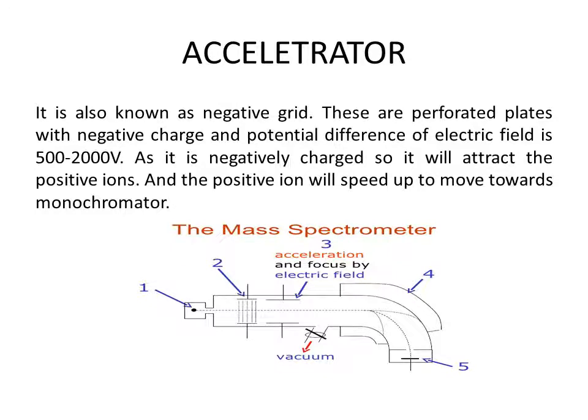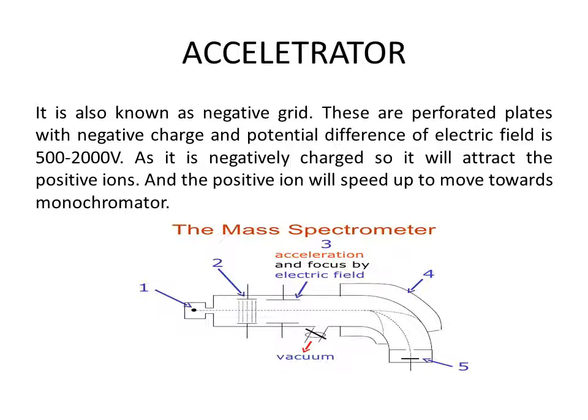What is the function of the accelerator in a mass spectrometer? It is a negative grid, and definitely as it is a negative grid, it will attract all the positive ions which are moved from the ionization chamber. These are perforated plates with negative charge and a potential difference of electric field 500 to 2000 volt. You should learn the values.